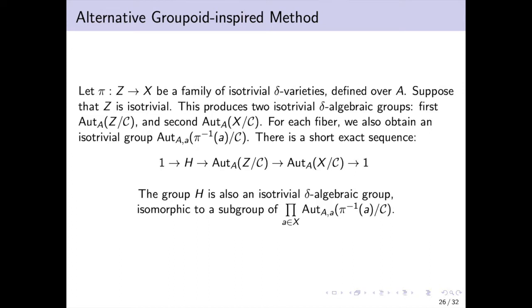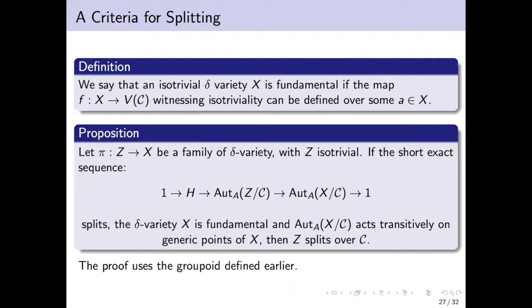And the group H is also isotrivial. It's a subgroup of this big product of fibers here. And remember, because we assumed that Z is isotrivial, it will actually be in a finite product. Not just an infinite product, but a finite product. Okay, and so then there's a criterion for splitting.